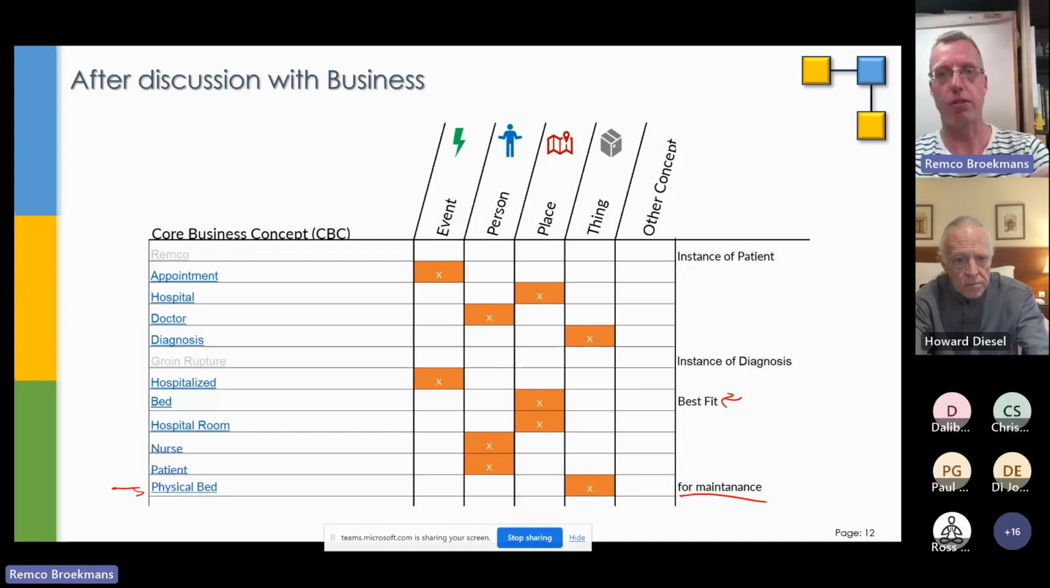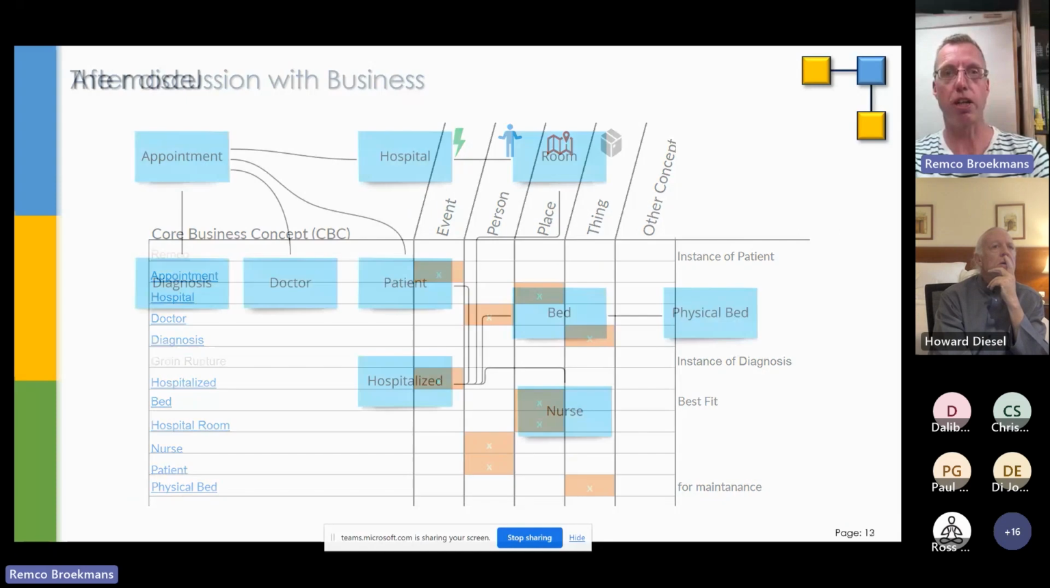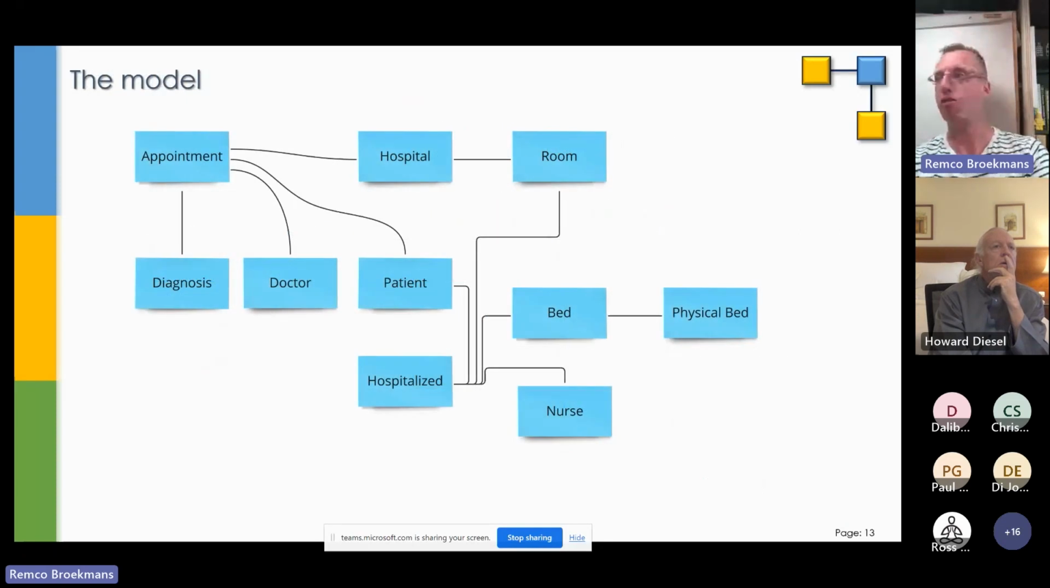And now the fun part is, if I take this, not on the categorization, the abstract level, but into your model, you come up with a model something like this. And now I would say this pretty much makes sense, right? I see that I have an appointment where there's a doctor in place, there's a patient needed, there's a diagnosis being held, there's a hospital where the appointment is, and that patient being hospitalized in a room, lying on a bed, which by the way has a physical bed, and with a nurse.